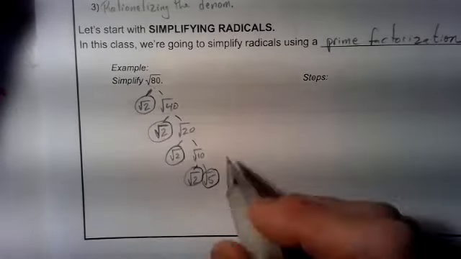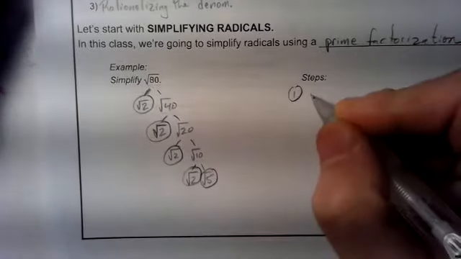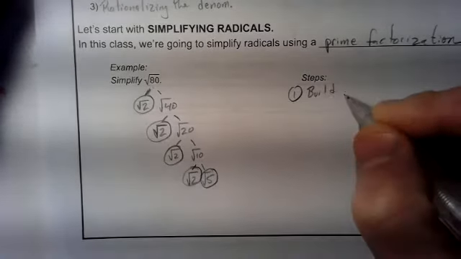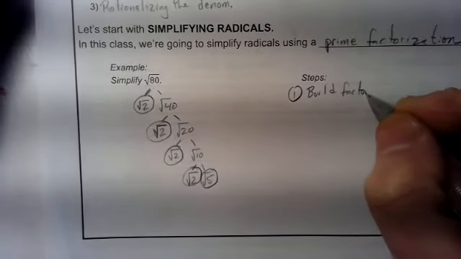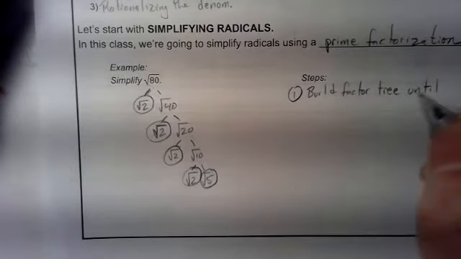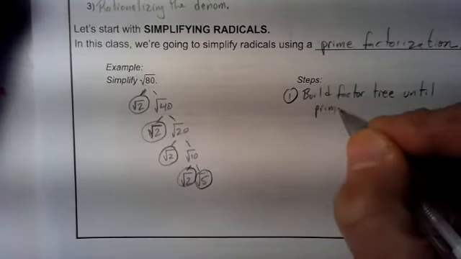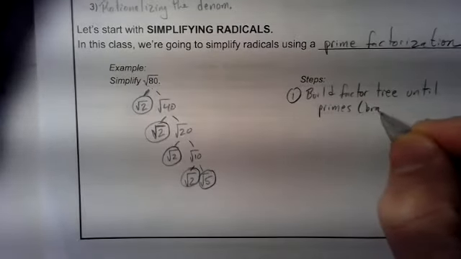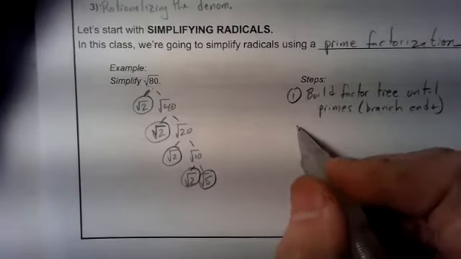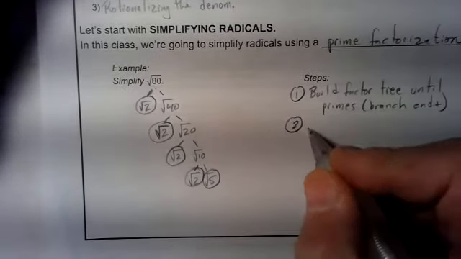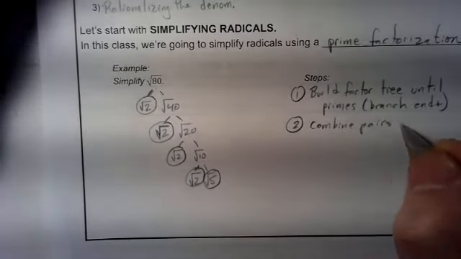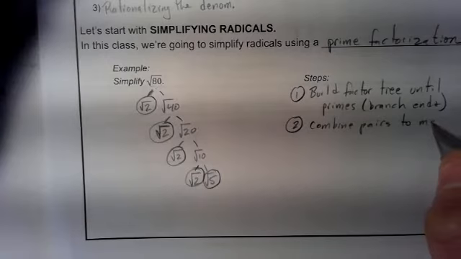All right, so now I've got my factor tree. So that was the first step. Build factor tree until primes. And that's when the branch ends at a prime, okay? Second step is going to be combine pairs to make a perfect square. I'll show you what I mean by that.